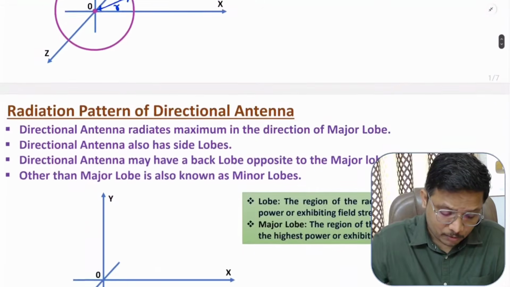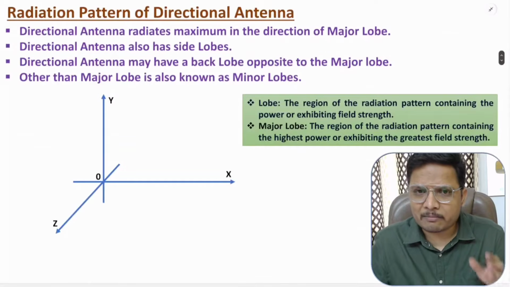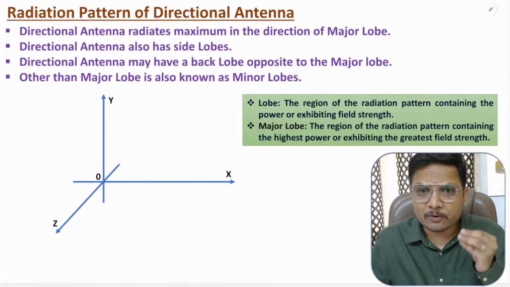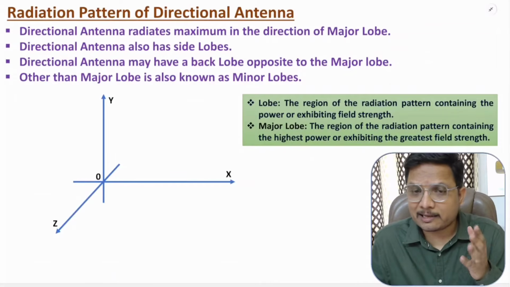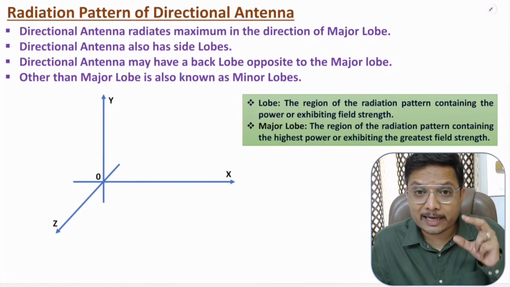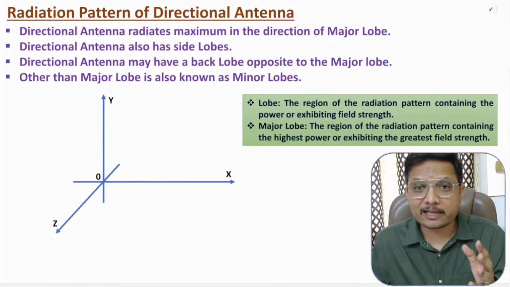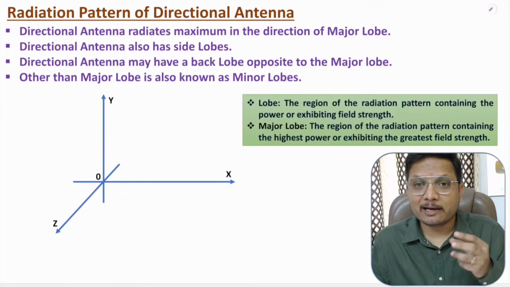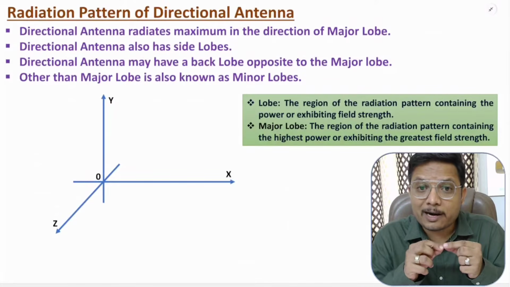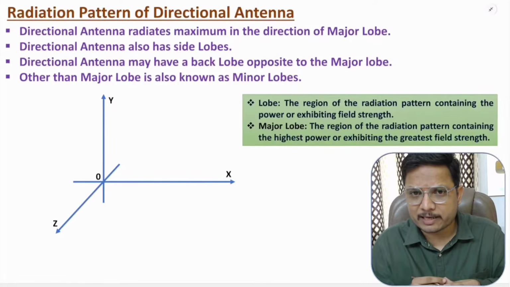Now I'll explain you radiation pattern of directional antenna. See, there are many directional antennas that we use in our real life, like parabolic dish antenna, that is a directional antenna, horn antenna, that is also a directional antenna, like Yagi-Uda antenna, that is also a directional antenna. So directional antenna radiates more towards the major lobe. Let me draw it and I'll explain you step by step.